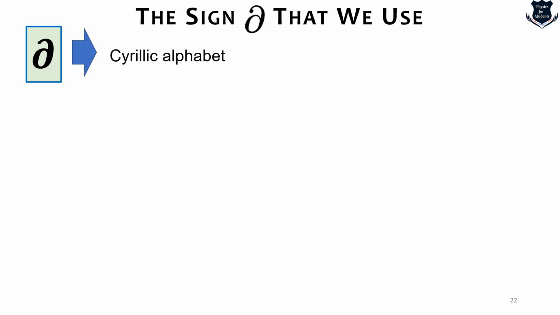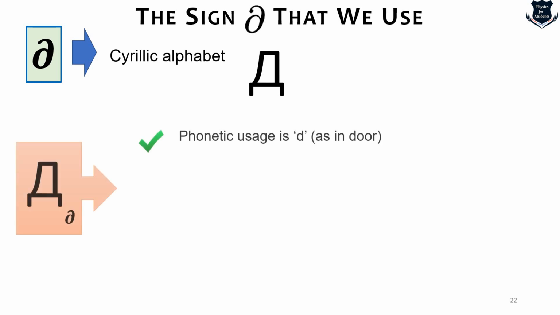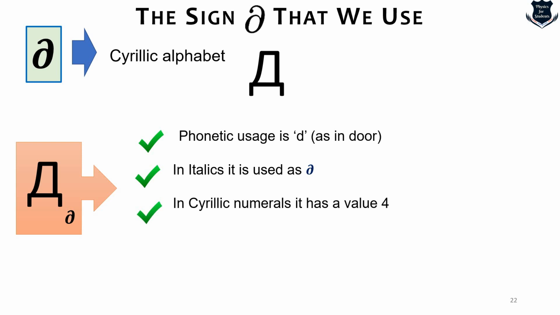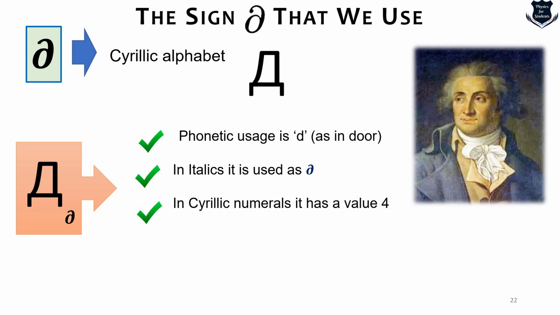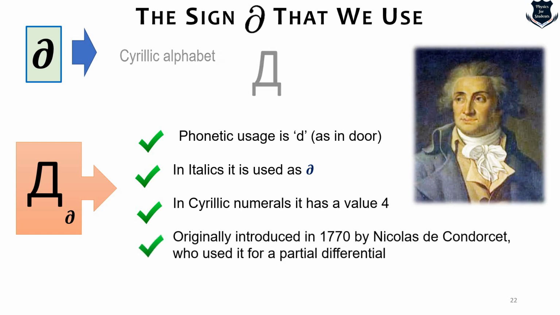This one is actually called the Cyrillic alphabet. This is how the original Cyrillic alphabet looks, and in phonetics it is used as D. That is why you see dx, dy or something like that. In italics it looks like this, and in Cyrillic numerals it has a value of 4. This was first used in 1770 by Nicolas de Condorcet.